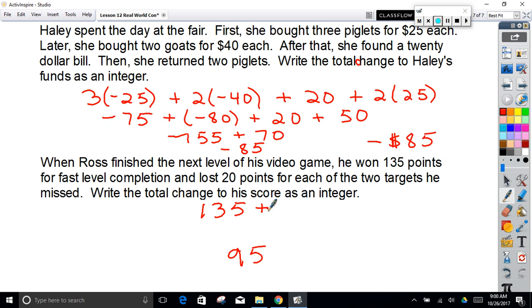So you lost 20 points for each of the 2 targets. We could also express that as 2 times negative 20, kind of a step before your step. So what you ended up with was 135 plus negative 40. So you just did this part in your head and ended up with this. Yes, that's correct. Any questions about that?